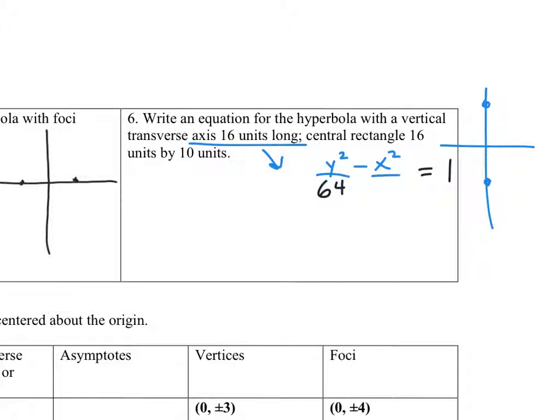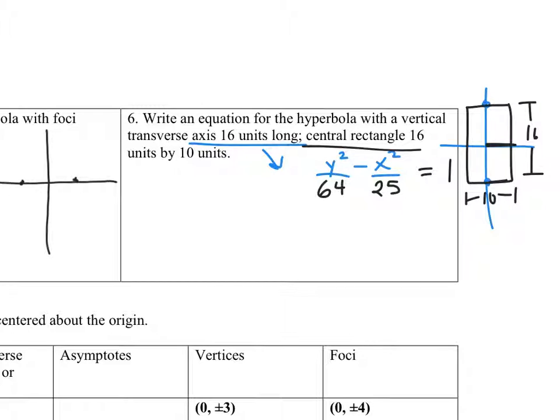And then my central rectangle is 16 by 10 units, so if this is 16 units, and this is 10 units, that means that underneath here, this distance must be 5. That helps me with my slope. Okay, so remember that the slope, or the asymptote, is going to be change in y over change in x. So underneath the x is going to be 5 squared, which is 25. So now the asymptotes would be y equals plus or minus 8/5 x.